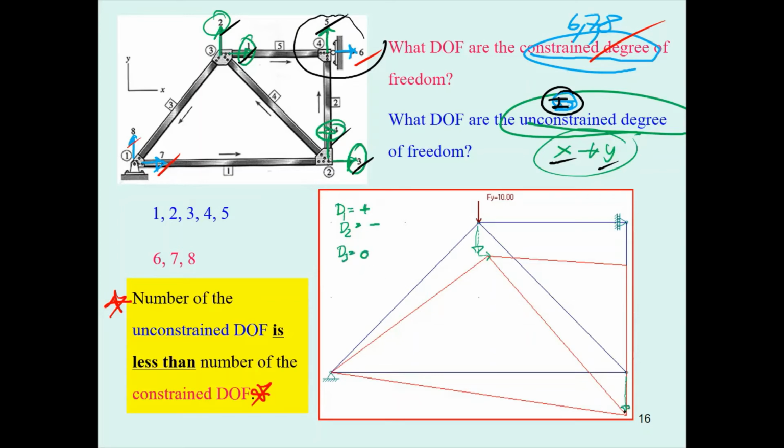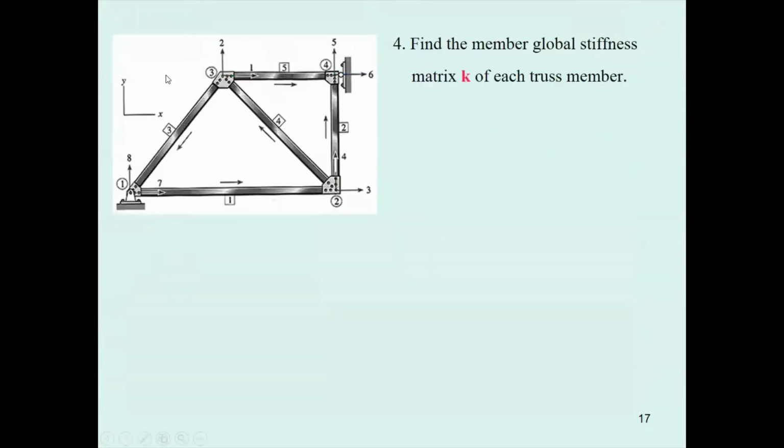And then down here, D4 is going to be negative. And also D5 is going to be here. This is D5. This is D4. This is going to be D1. This is D2. D3 equals 0. Okay, you must follow this sign convention also. Positive or negative is going to reference the global coordinate system.